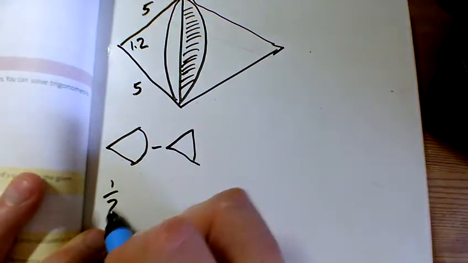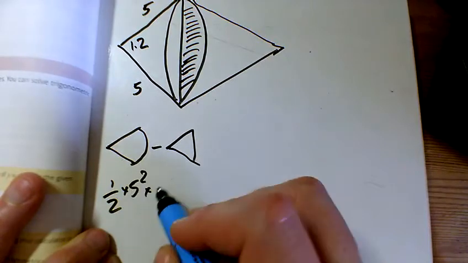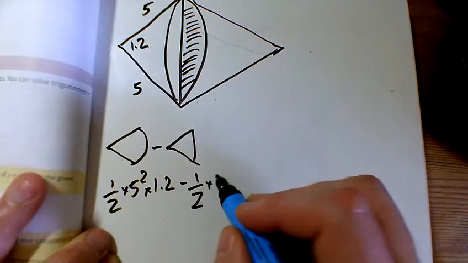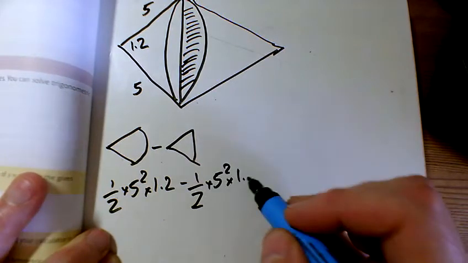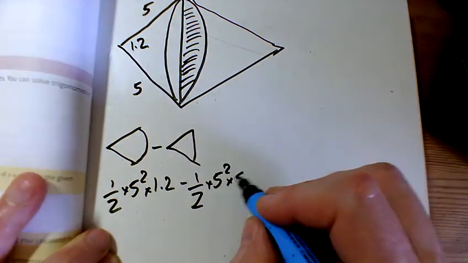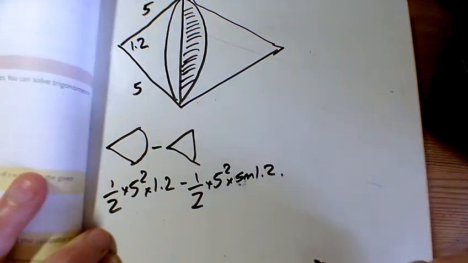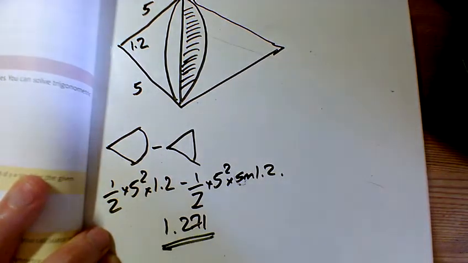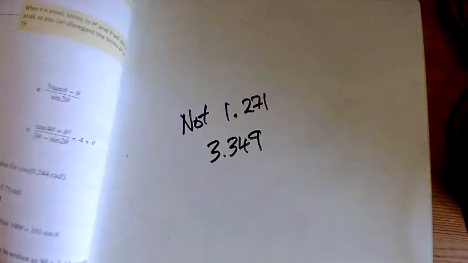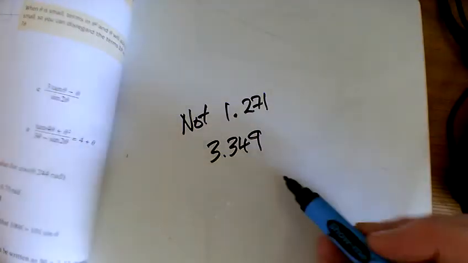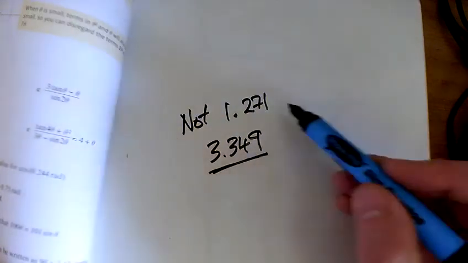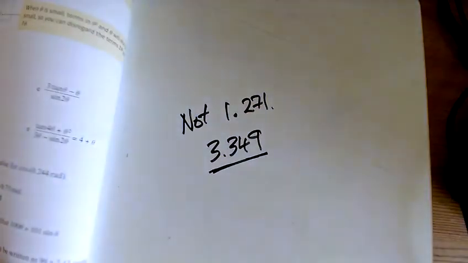So we've got a half times r squared times theta, take away a half times r squared times the sine of theta. So that's the first part there. And that I'm getting 1.271 for that part there. Now I said that was 1.271, but just tapping it into the calculator and checking, it's not. It's 3.349. This bit comes in later.